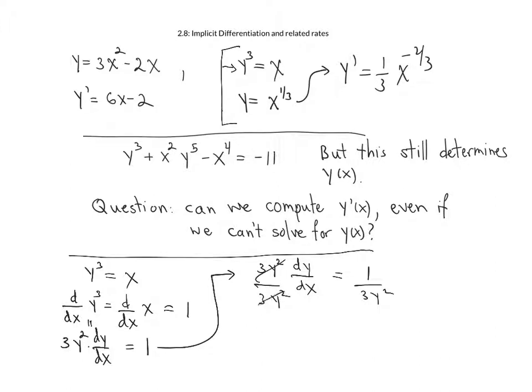So over on this side it cancels, and I'm left with dy by dx equals 1 over 3y squared. Now if you're looking at this, you're probably saying, well, hang on a minute. y prime is the same thing as dy by dx. So the formula that we just derived right here, y prime is equal to 1 over 3y squared, doesn't look like this formula up at the top of the screen. y prime is equal to 1/3 x to the negative 2/3.